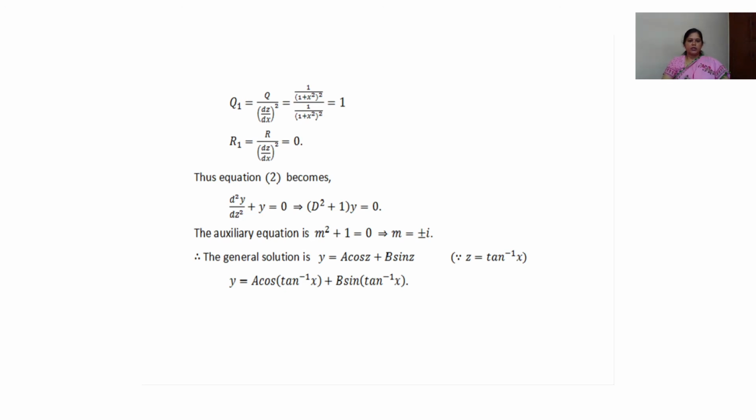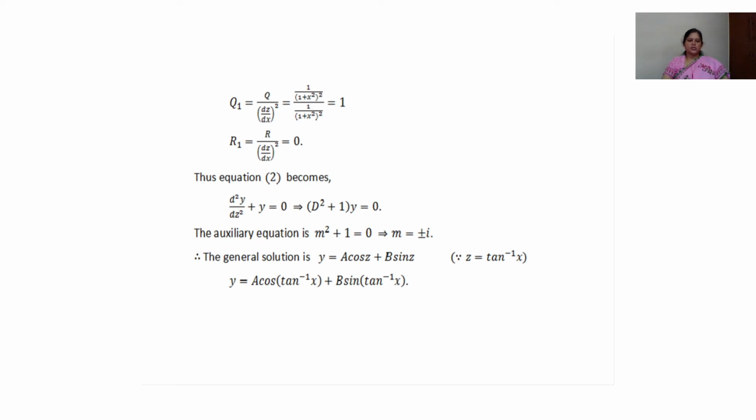Then q1 = q/(dz/dx)². Here q is 1/(1 + x²)² and (dz/dx)² is 1/(1 + x²)². Both values are the same, so the q1 value is 1. Then r1 = 0 because the r value is 0. Substituting p1, q1, r1 in equation 2, it becomes d²y/dz² + y = 0.